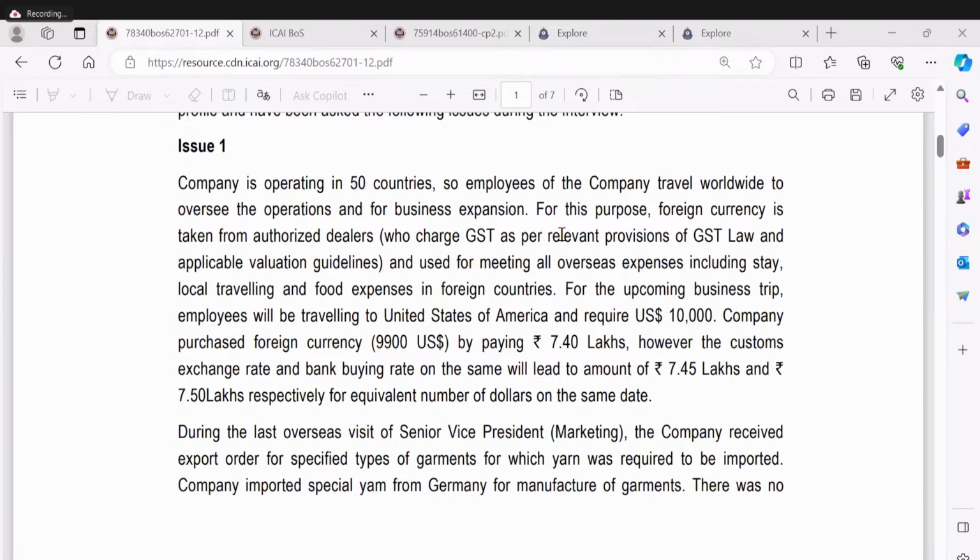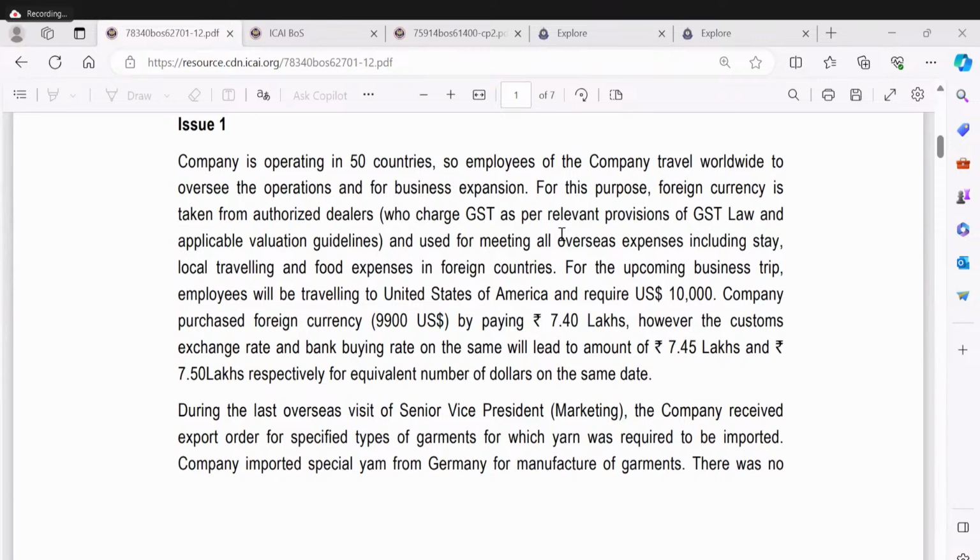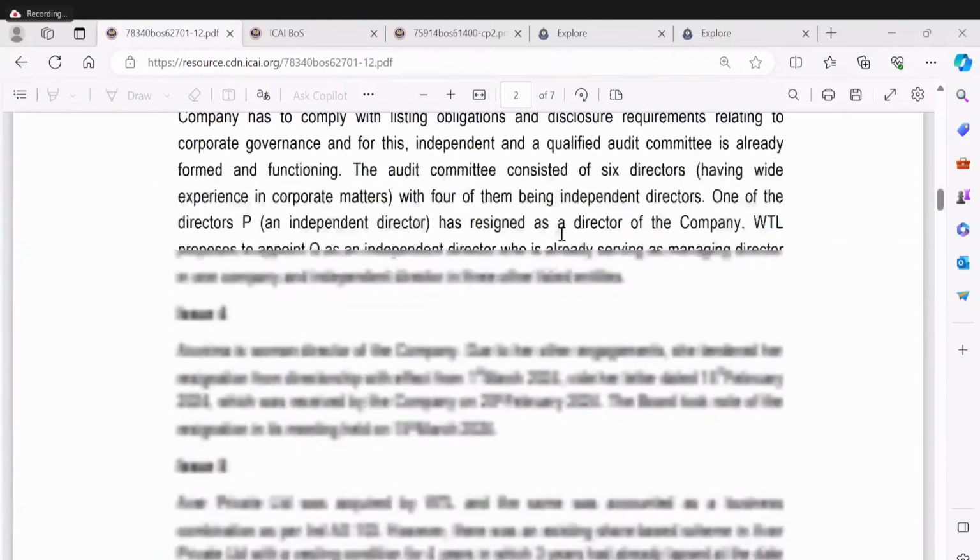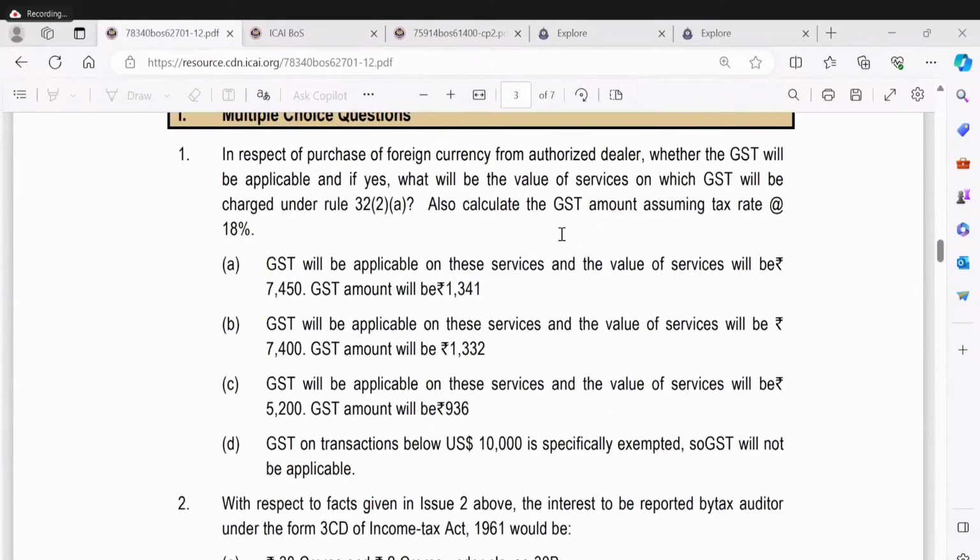So let us see the related MCQ or the question which is there in our case study so that we can appreciate better the provisions as well as the requirement of the question. On the basis of that, we'll go through the provision. What is the question which is related to it? It is the first MCQ only.